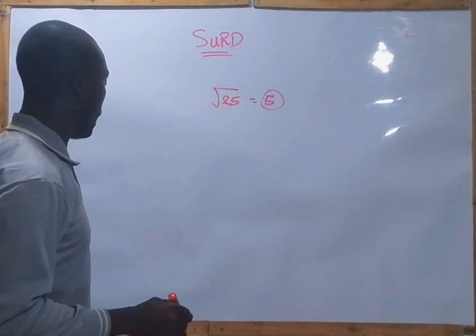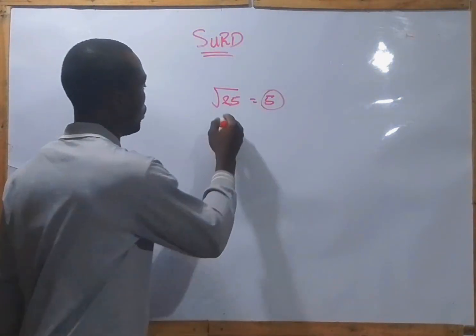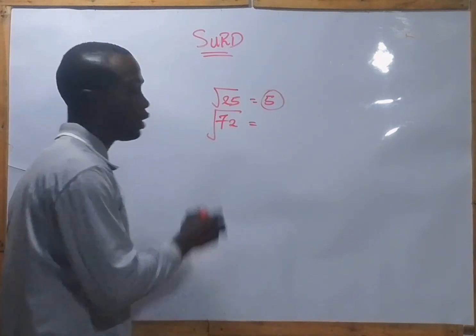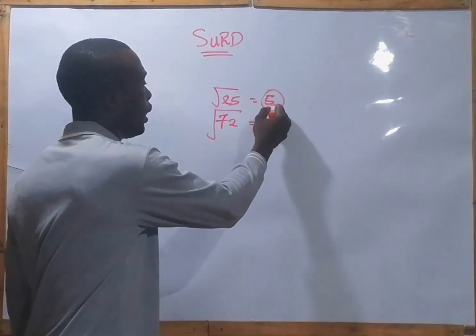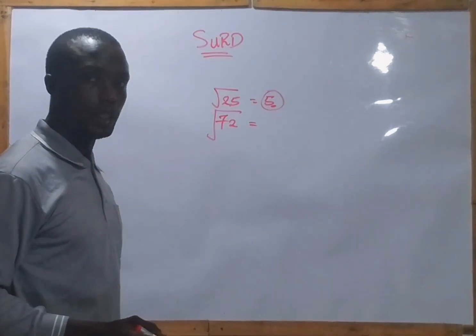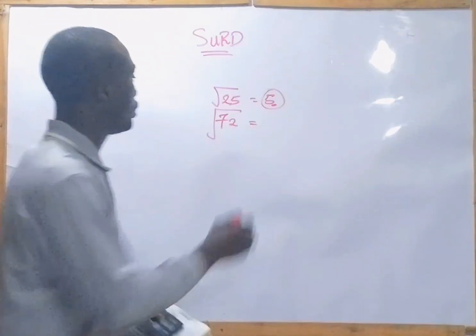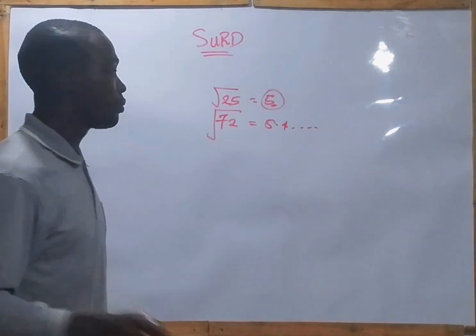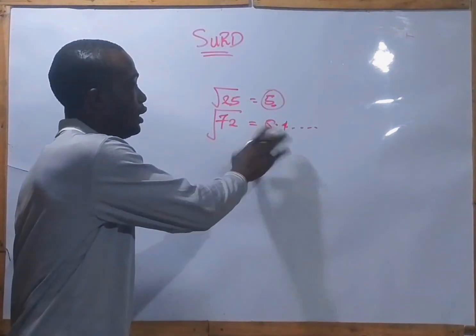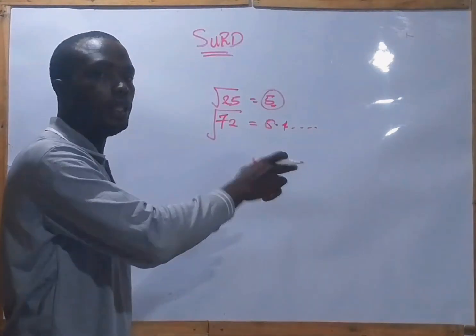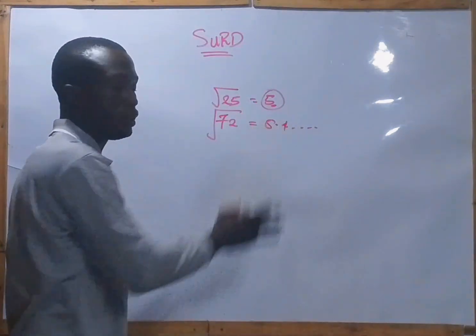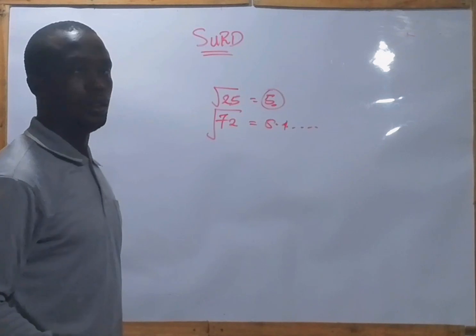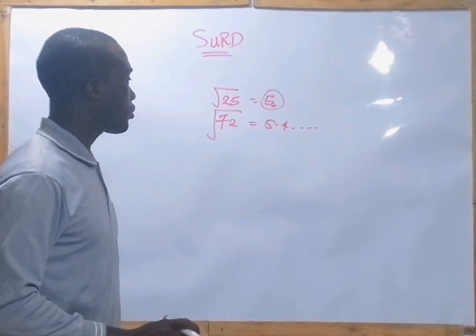But when you now have something like root 72, root 72 cannot give you a whole number like this. You understand? Root 72 cannot give you a whole number. It is 8.4 something like that. Now, surd is saying that they do not want it to be in this format. So how will you solve this surd? How will you solve it?